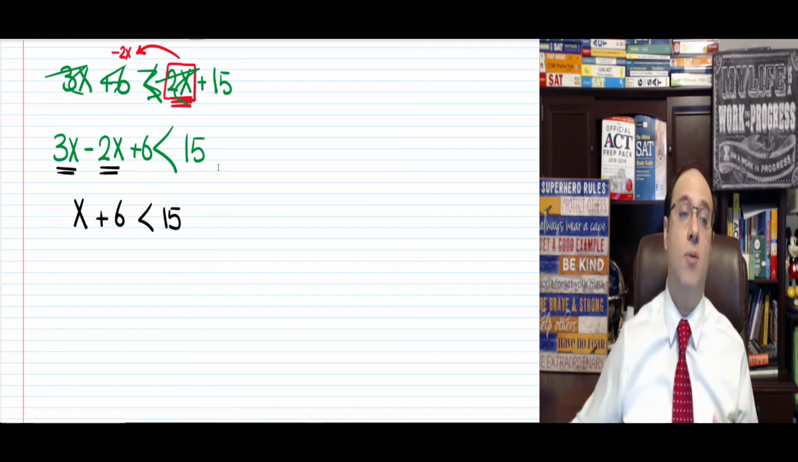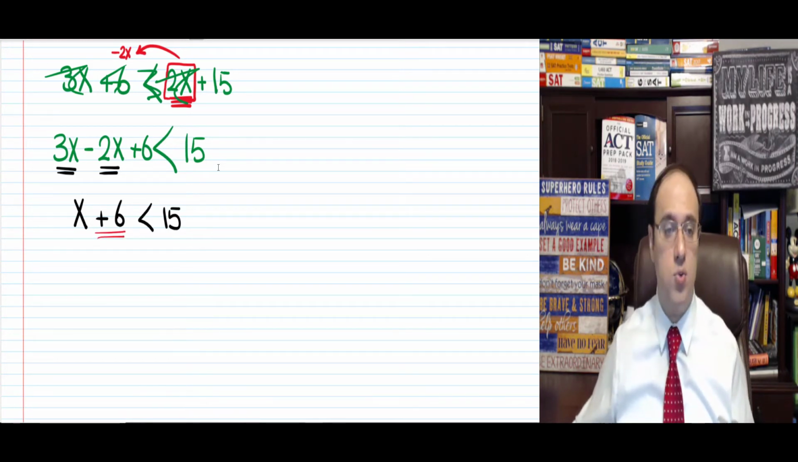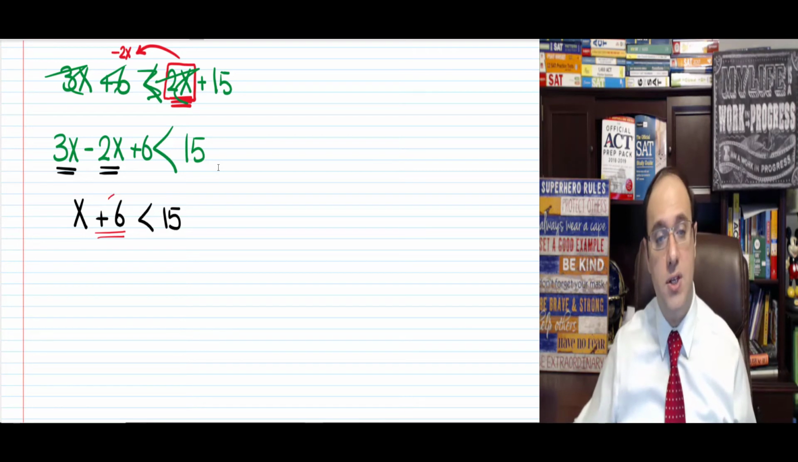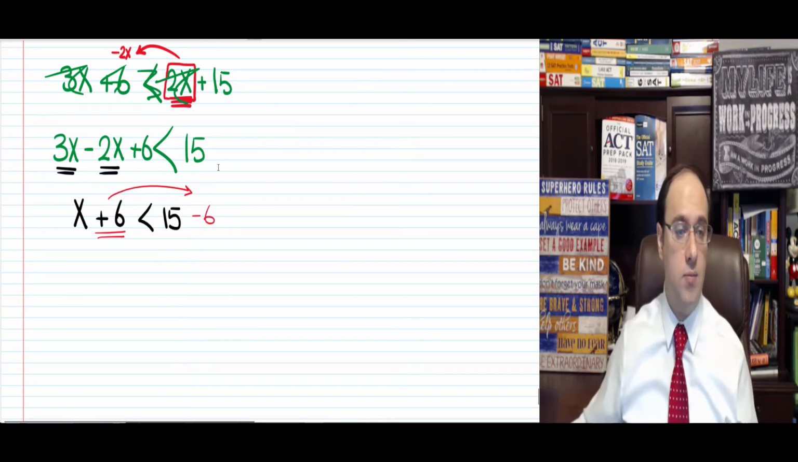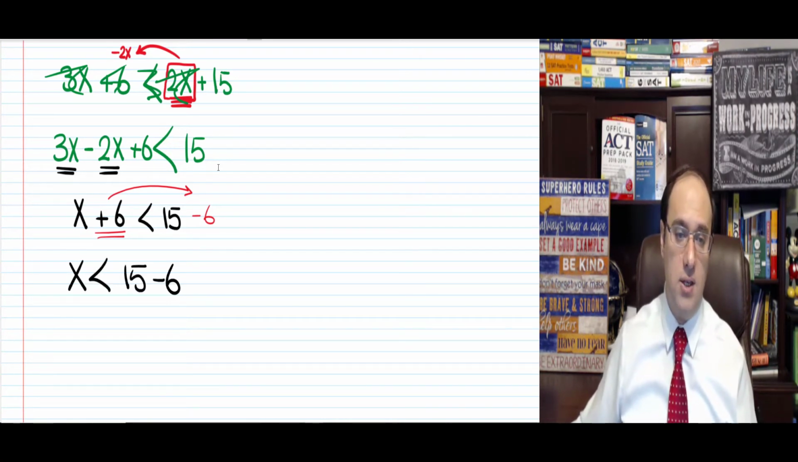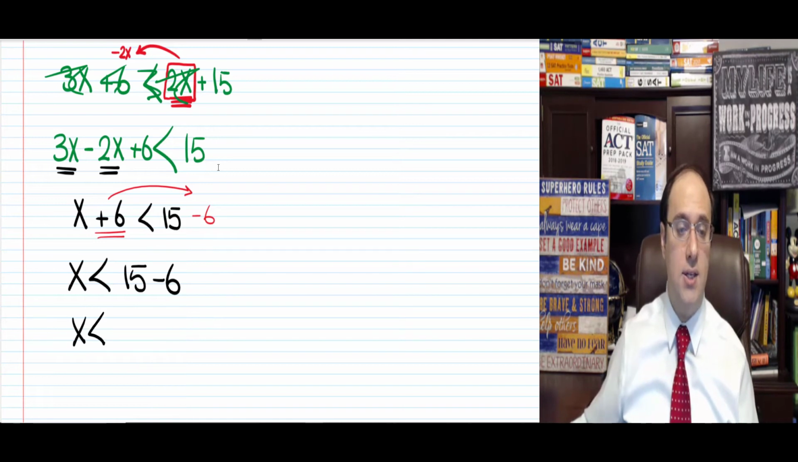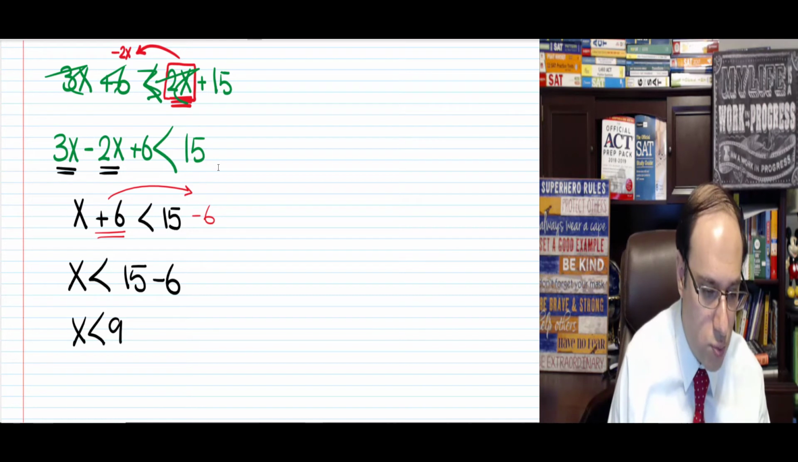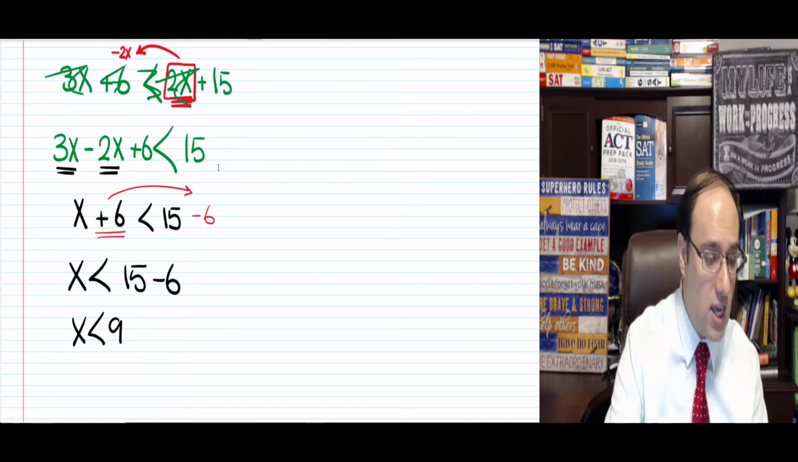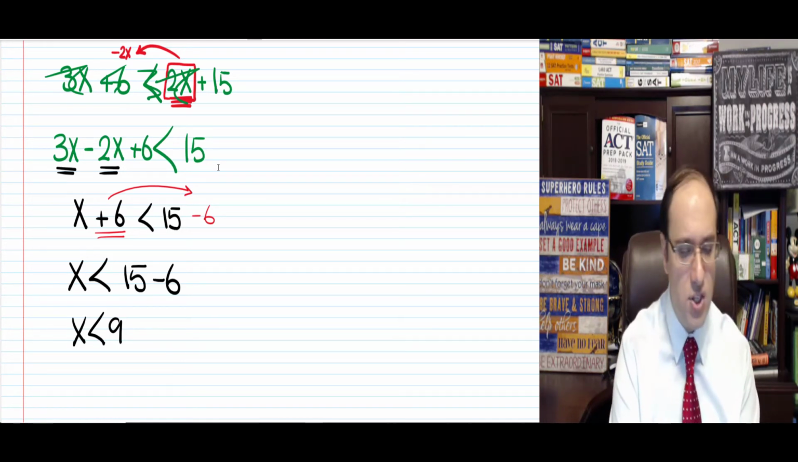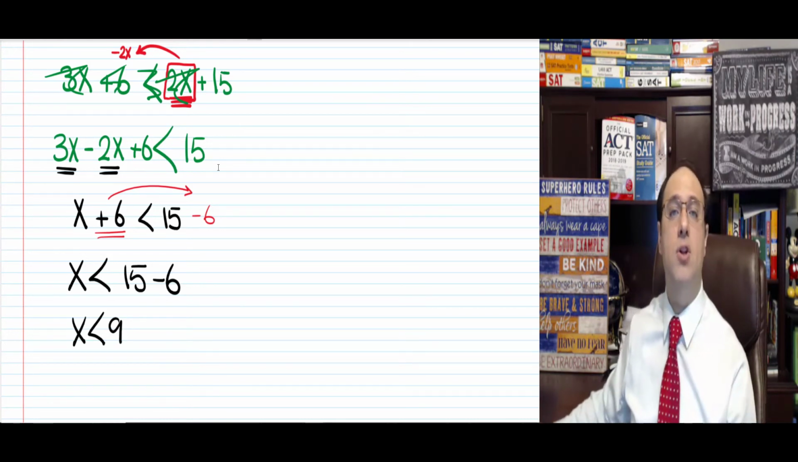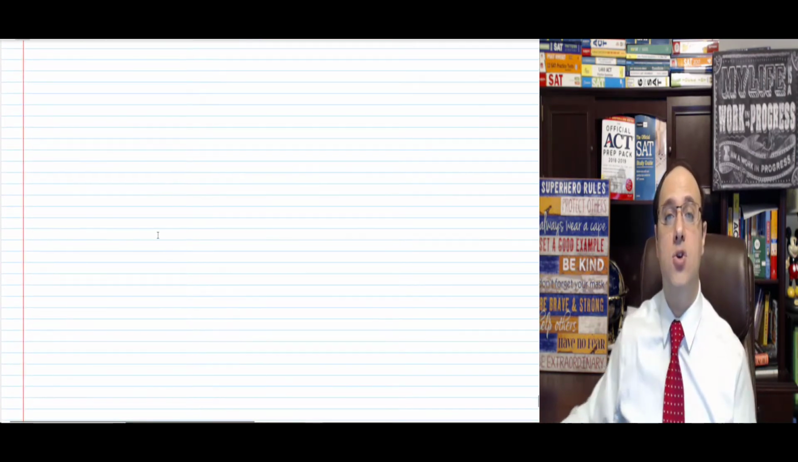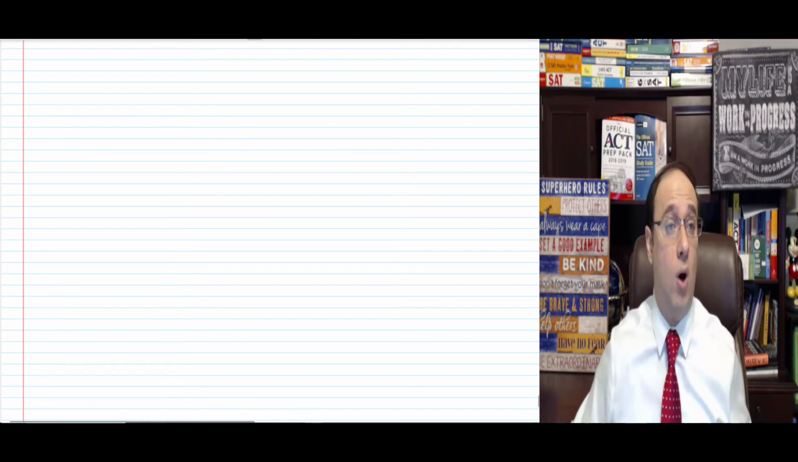Okay, looks easy now. Need to get rid of the plus 6 because we just want x on the left. Plus 6 goes to the other side as minus 6. So we rewrite. X is less than 15 minus 6. That means x is less than 9. Easy? Super easy. Okay, let's take another question that is not as difficult as this one, but looks a little bit complicated. Here's one more example for you all.